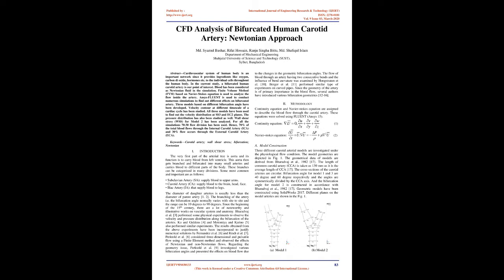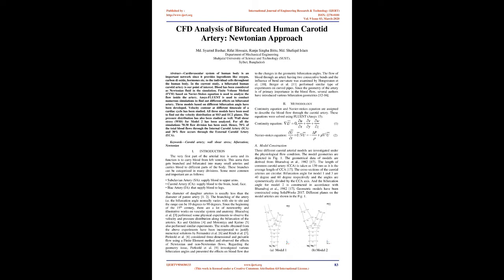Blood has been considered as a Newtonian fluid in the simulation. The Finite Volume Method, FVM, based on the Navier-Stokes equation is used to analyze the flow inside the artery. Ansys-FLUENT is used to conduct numerous simulations to find out different effects on the bifurcated artery. 3 models based on different bifurcation angles have been developed. Velocity contours at different timescales of a cardiac cycle have been studied.